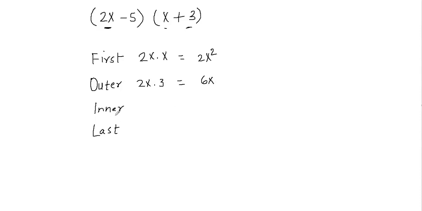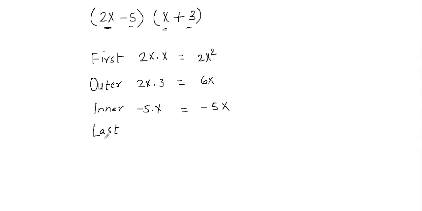Now let's identify the inner terms, or the inside terms, and then multiply them together. So inner terms are on the inside of the binomials. The inner terms are negative 5 and x, because notice how they're on the inside. That's why they're inner terms. So negative 5 times x will give us negative 5x.